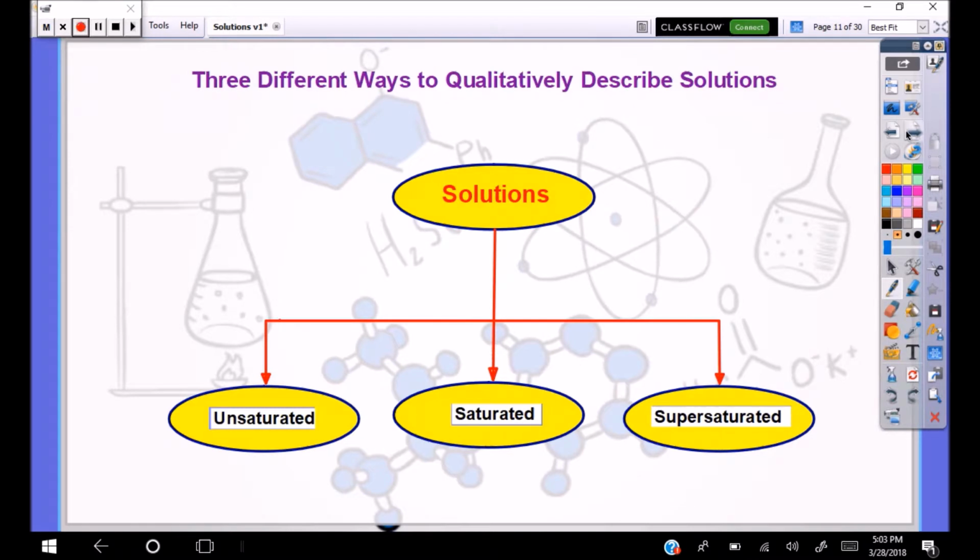All right. There are 3 different ways to qualitatively describe our solutions. We have unsaturated, saturated, and supersaturated. You may or may not have done a POGIL in honors that discussed these things. Unsaturated, that means things can still dissolve. Saturated means you are at your limit. You cannot dissolve any more particles than what you already have dissolved. And supersaturated is typically when we heat a saturated solution and then we are able to dissolve more solute than normal. When it cools back down, those particles remain dissolved, and it is referred to as a supersaturated solution.